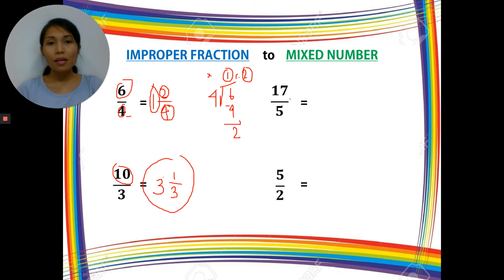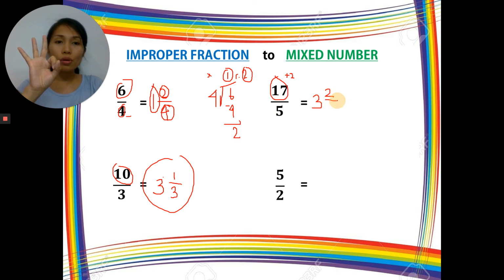Okay, how about this? 17 over 5. Let's count. 5, 10, 15. 3 5s is 15, 20, 4 5s. Since our numerator is just 17, we'll just have 3 5s. So it's 5, 10, 15. So there's 3 5s, and 3 5s is only 15. So we need to get 2 more, right? So 15 plus 2 is 17. So 2 over 5. Easy, yeah?